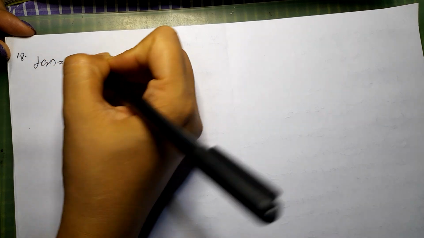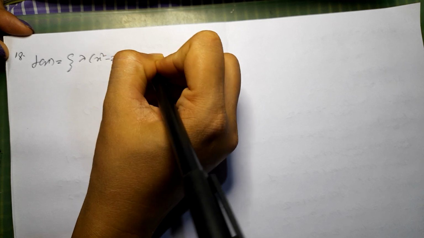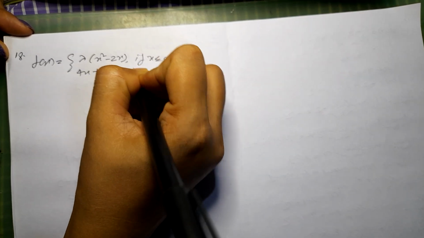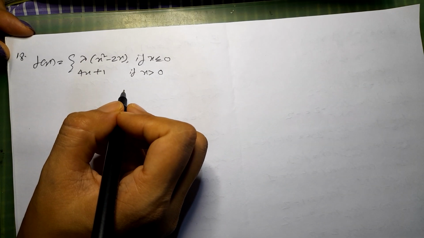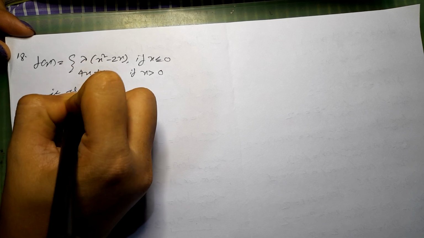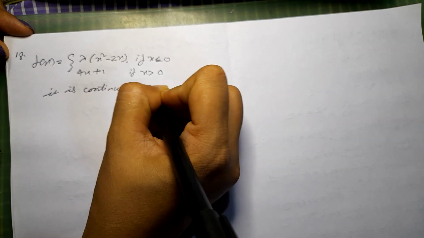First let's write the given function. This is question number 18. The given function, f of x, is equal to lambda x square minus 2x if x is less than or equal to 0, and 4x plus 1 if x is greater than 0. It is continuous at x equal to 0.